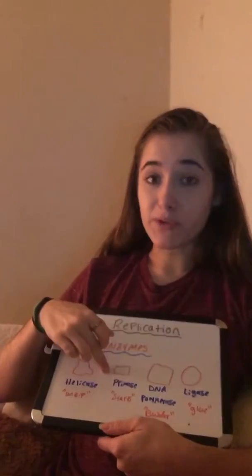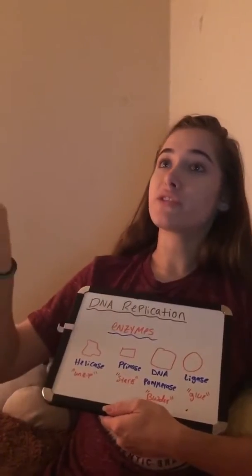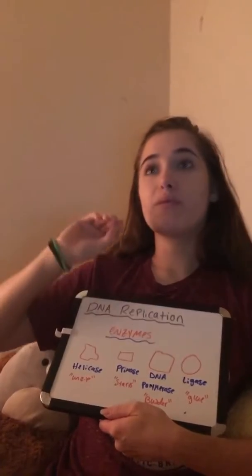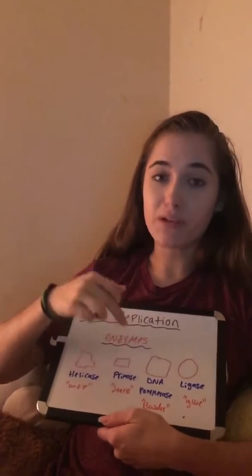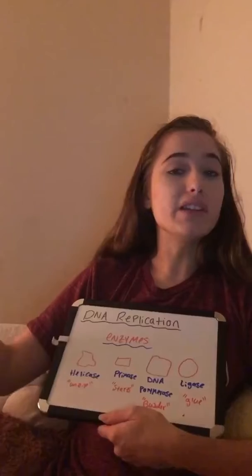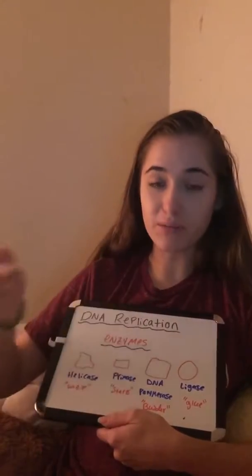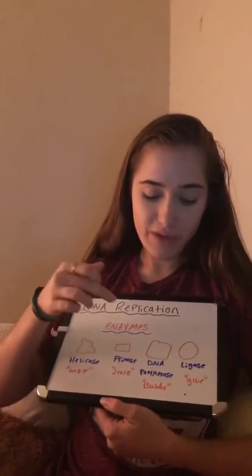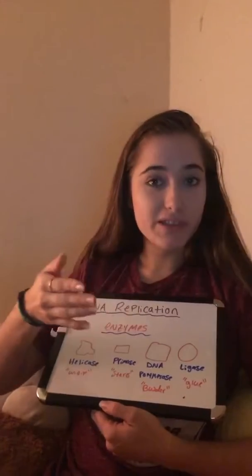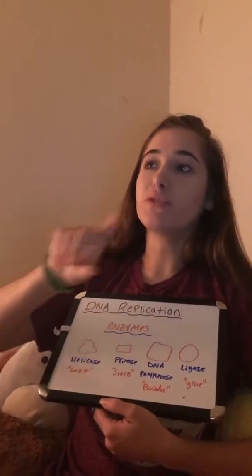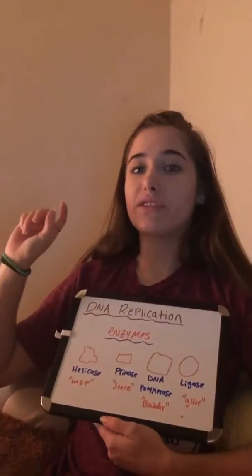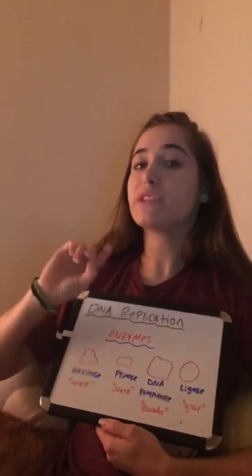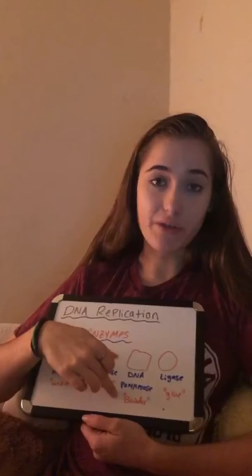Then we have primers. Primer is what starts off the base pairing for the DNA polymerase, because the DNA polymerase doesn't know where to go. That's why we call this the starter. And the DNA polymerase, like I said, builds the rest of the pairs onto the DNA strand. That's why it's called the builder.